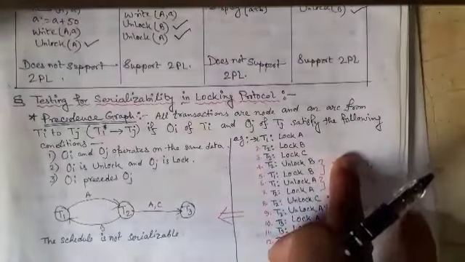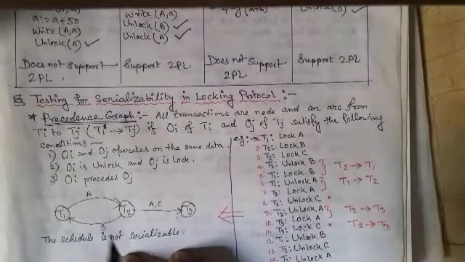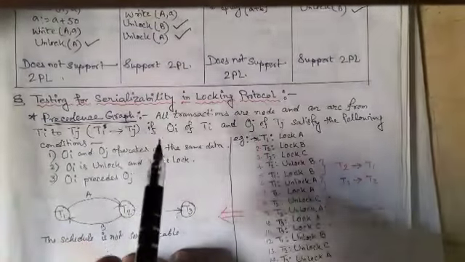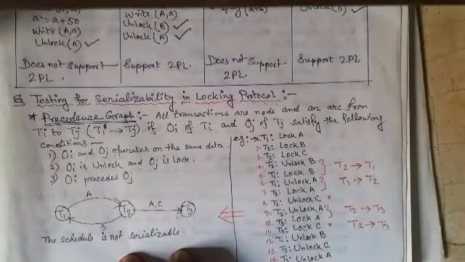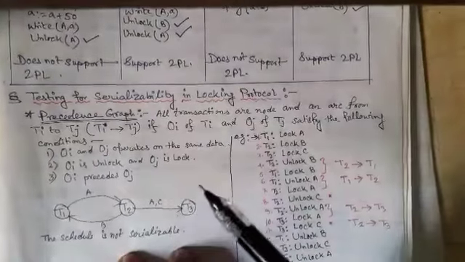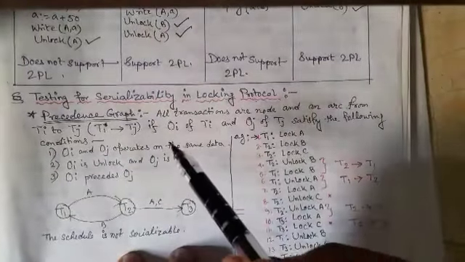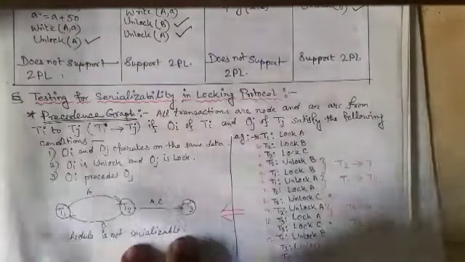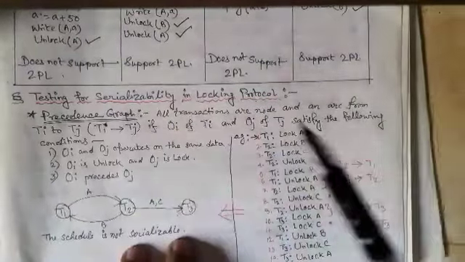Now we check the serializability in the locking protocol. So how do we check? Again we draw the precedence graph as earlier in the scheduling, that is conflict serializable. Now how is the precedence graph designed?